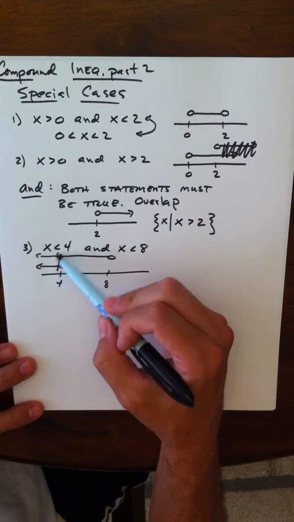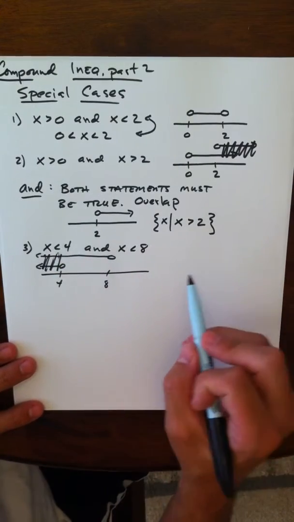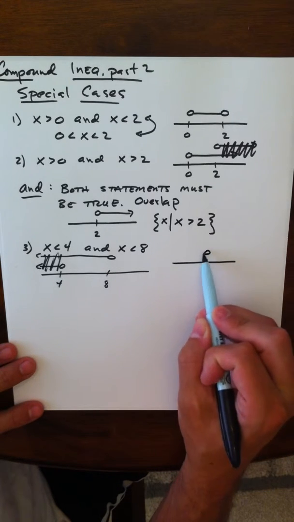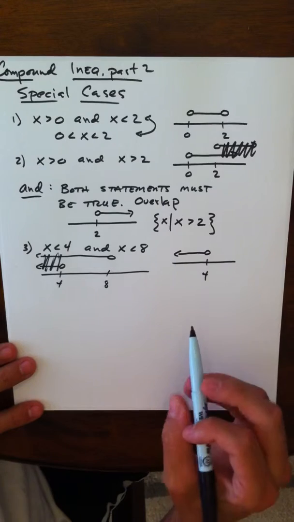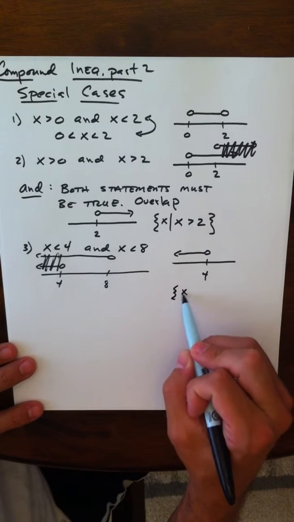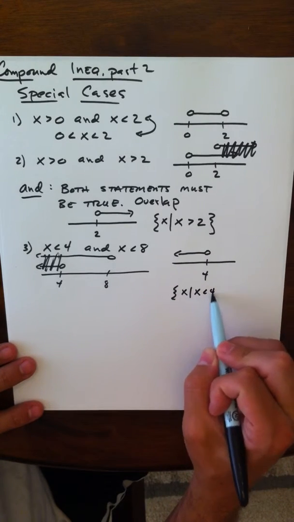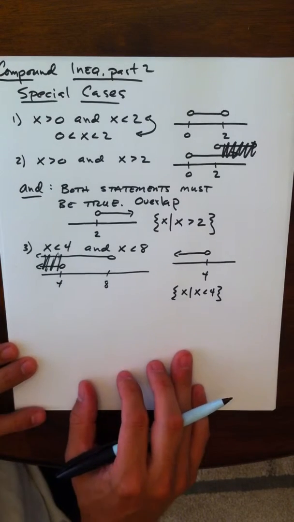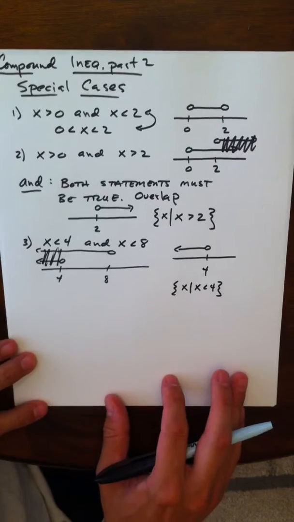Well, that's going to be all this region over here. So the actual graph for this will be this. It starts at 4 and works our way over. And the more efficient way to write it would be all values of x such that x is less than 4. Make sense? So you're looking for that overlapping part.